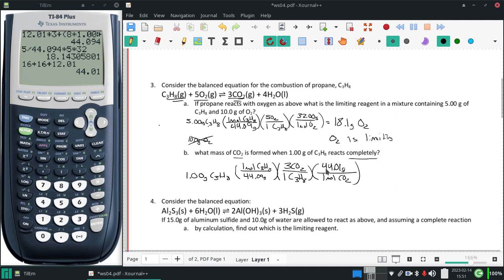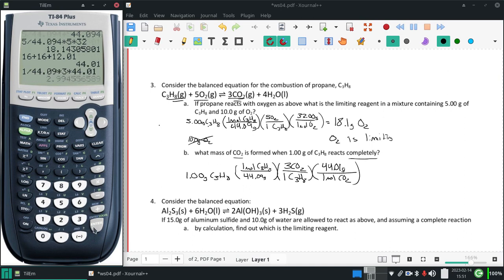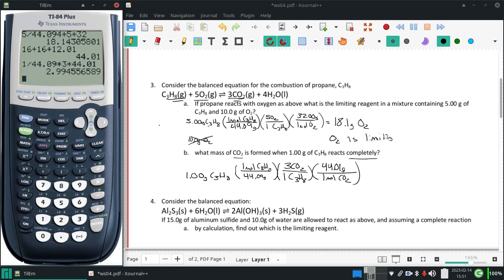And therefore my answer in this case is going to be 1 divided by 44.09 times 3 times 44.01. And I get 2.99 grams.